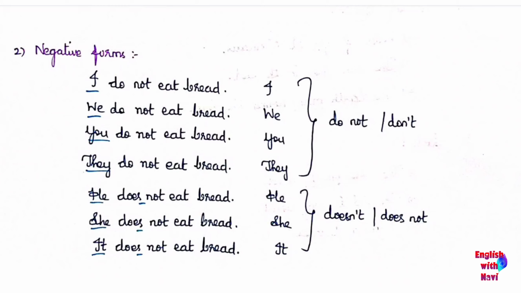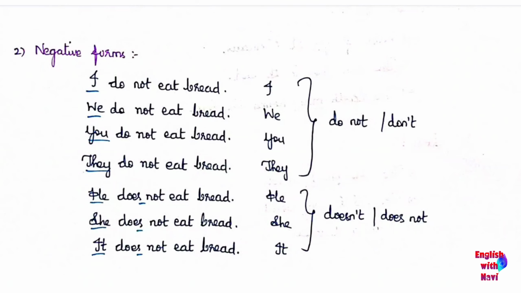Alright. So let's go through it. For I, we, you, they, what you have to do? You have to use do not or don't. And for he, she, it, what you have to do? You have to use doesn't or does not. Alright. So I hope you got it. So remember, for he, she, it, it's always going to be a little different.